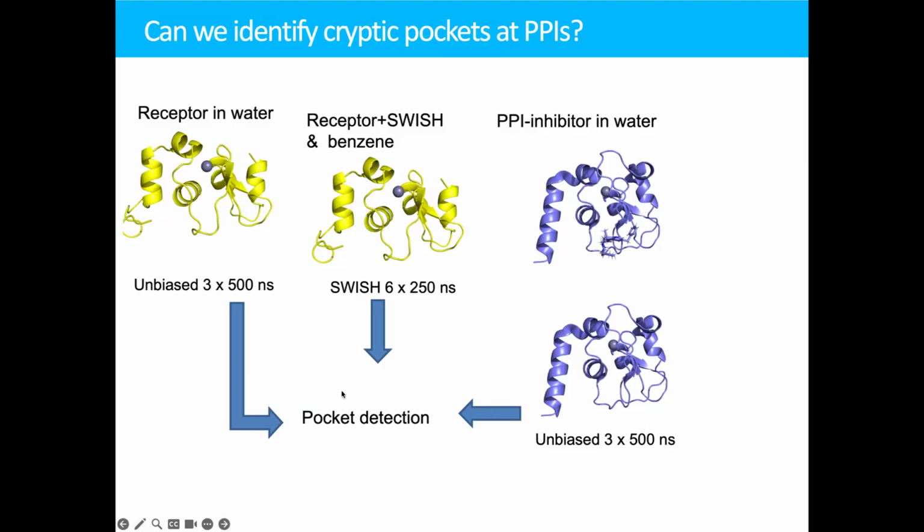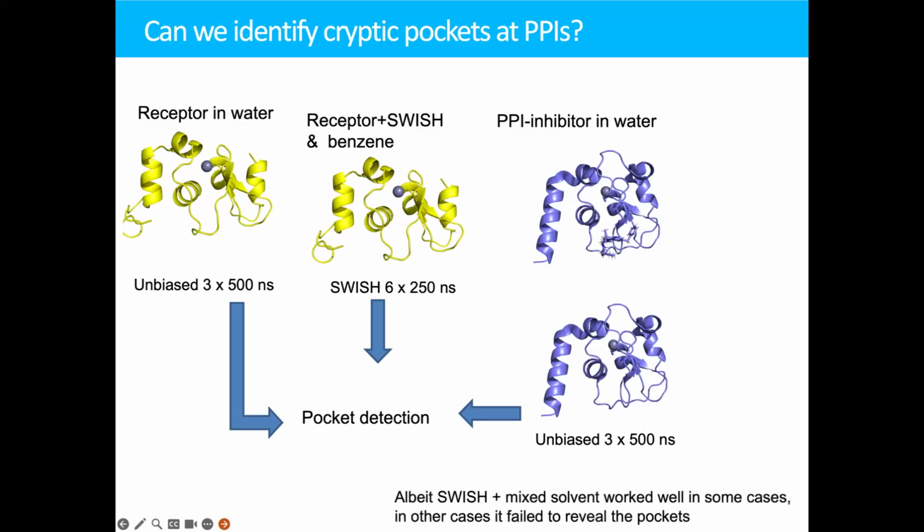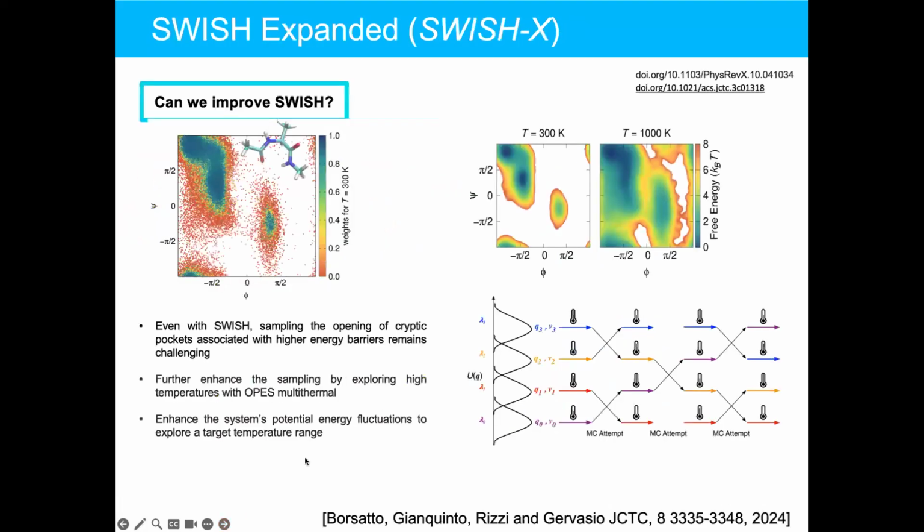And we tried to look at pocket detection. And I can tell you that this was a bit hit and miss. So for some protein-protein targets, it works well, like interleukin, but for others, it's less successful. So albeit SWISH worked in some cases, in others, it failed to reveal the pockets. So can we improve on SWISH?